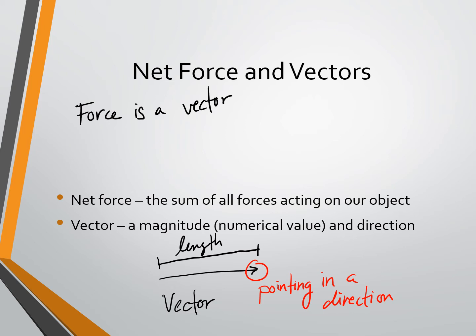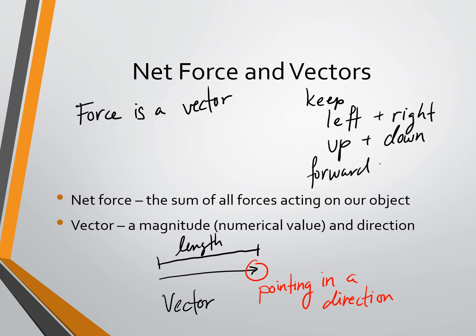So with vectors, we need to think about what direction stuff is moving in. So we're going to keep left and right together, up and down, forward and backwards. And we need to keep these pairs.